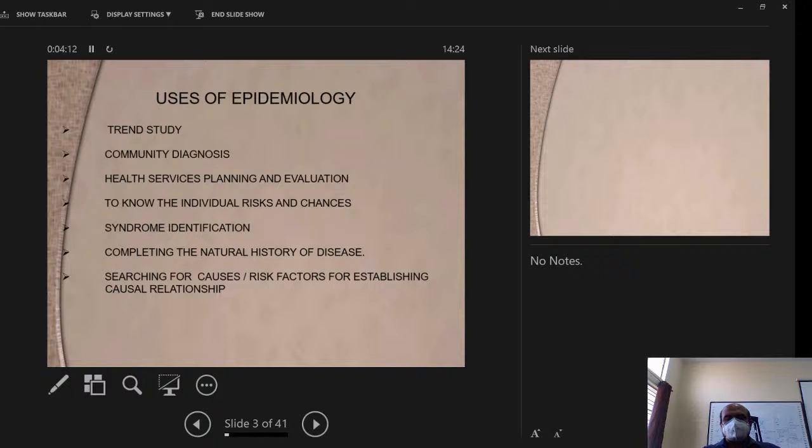Searching for cause, risk factor, and establishing a causal relationship between risk factor and the disease.